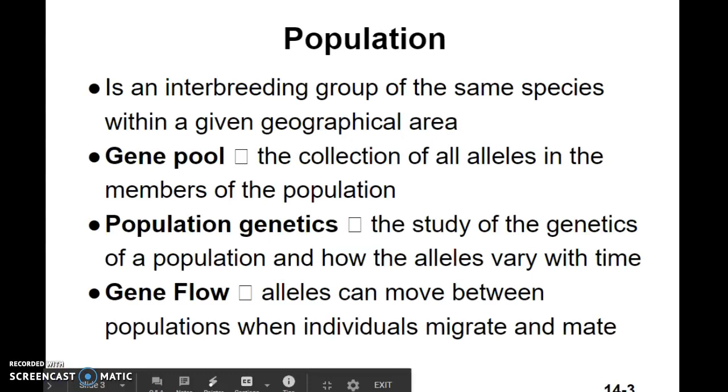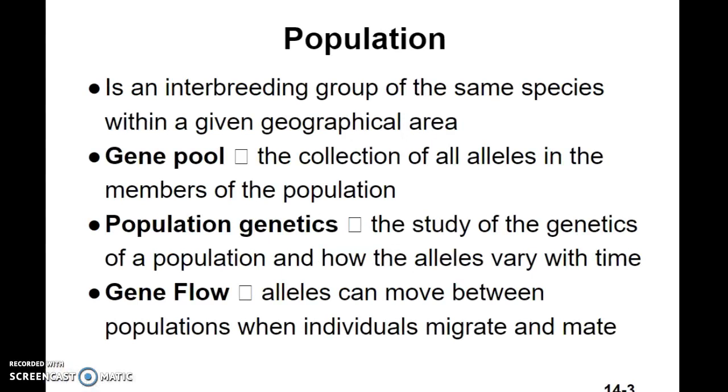So, what is a population? It's an interbreeding group of the same species in a geographical area, like the West Siders is a population. Gene pool: the collective alleles in the members of the population. So, all of the alleles that we bring in is our gene pool. Population genetics is the study of the genetics of a population and how alleles vary over time. And you may have heard the term gene flow. That's just basically migration and the alleles brought in through that.